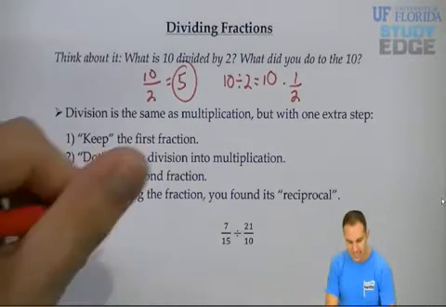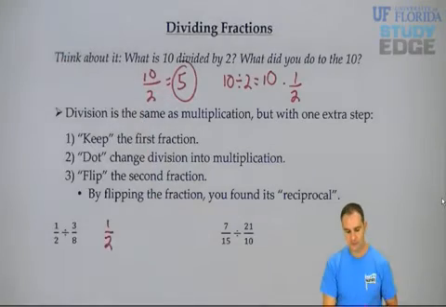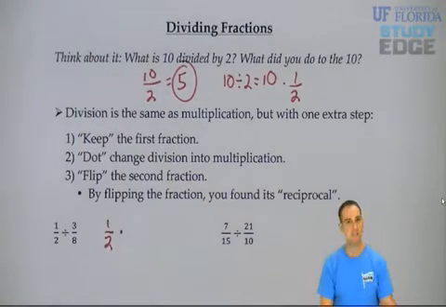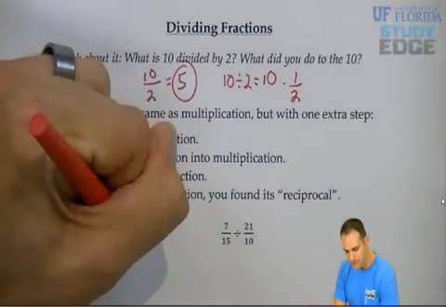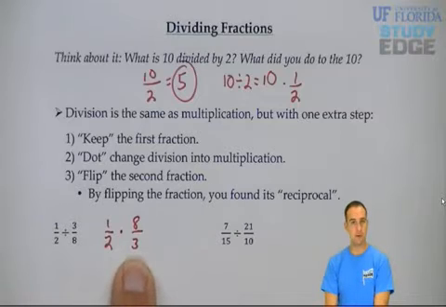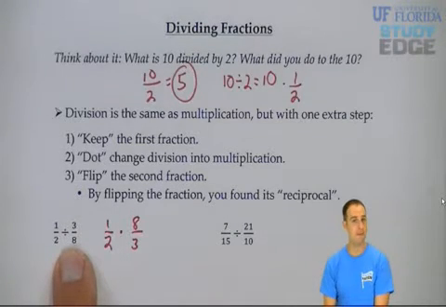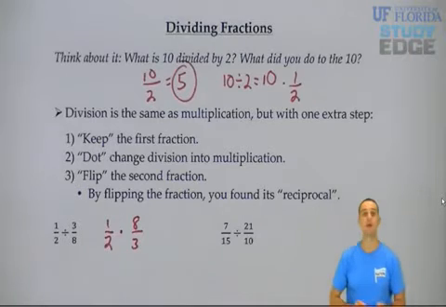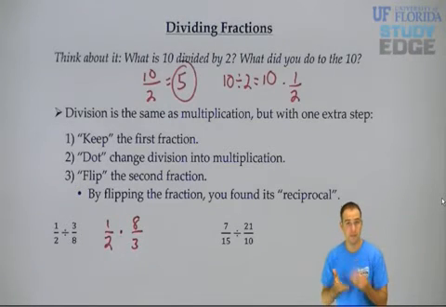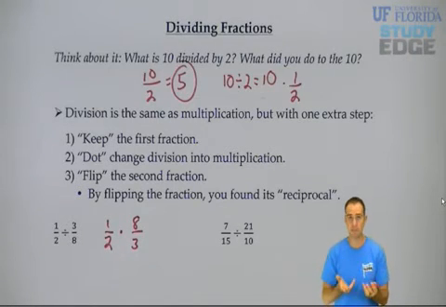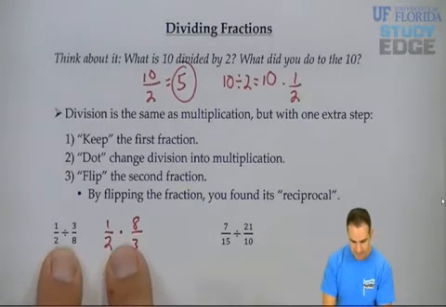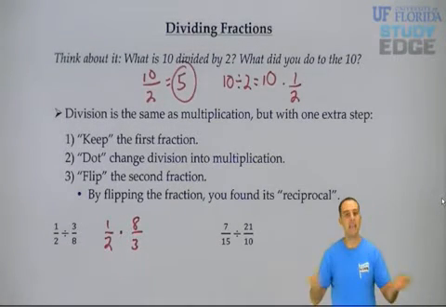1/2 divided by 3/8. Keep the first fraction, dot, and flip the second fraction. That would be the reciprocal of the original one. The reciprocal of 3 over 8 is 8 over 3. So again, if you're going to divide, you're going to multiply by the reciprocal. Keep, dot, flip. Now we're multiplying.